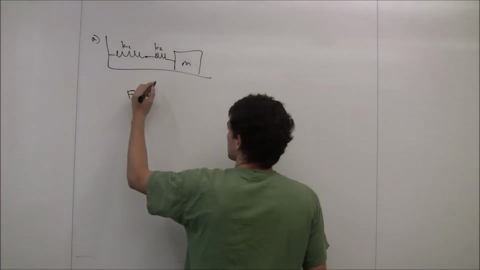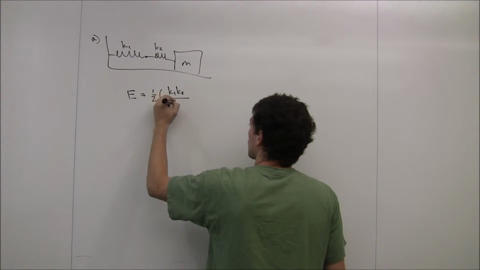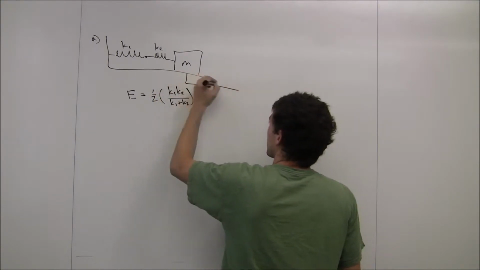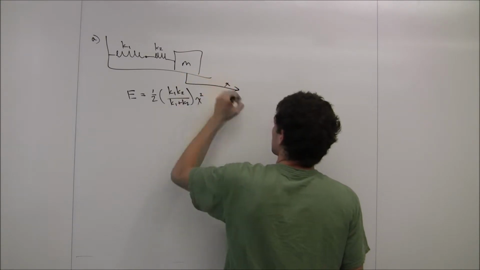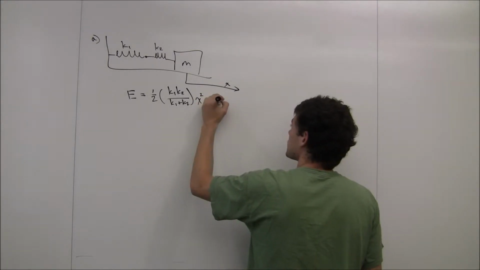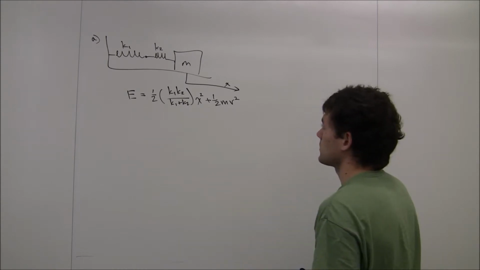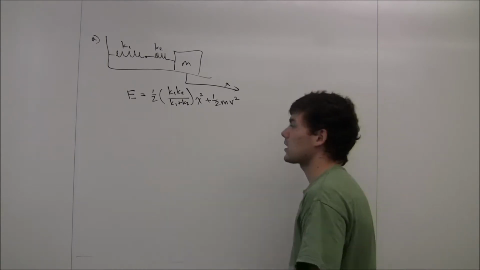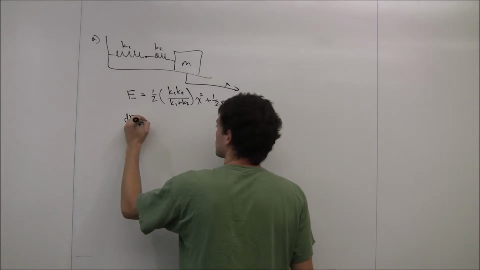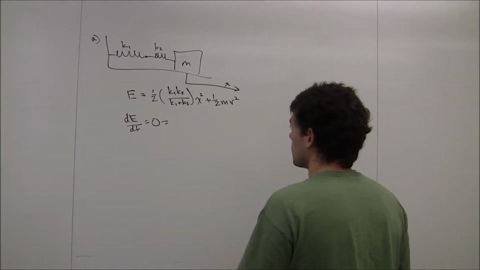So the spring energy of the system is 1/2 times K1 K2 over K1 plus K2 times x squared, where x is the displacement along the horizontal axis, plus 1/2 m v squared, the kinetic energy of the block. Now since the only forces acting on the block are conservative forces, we know that dE/dt equals 0.